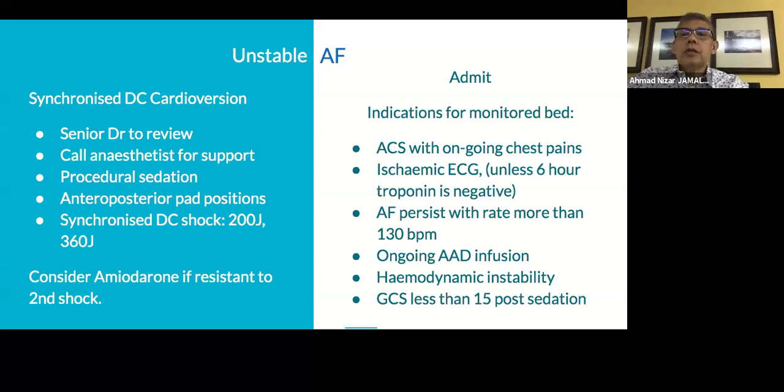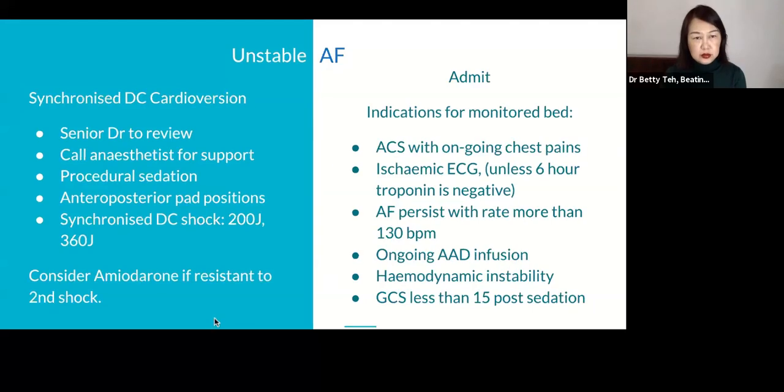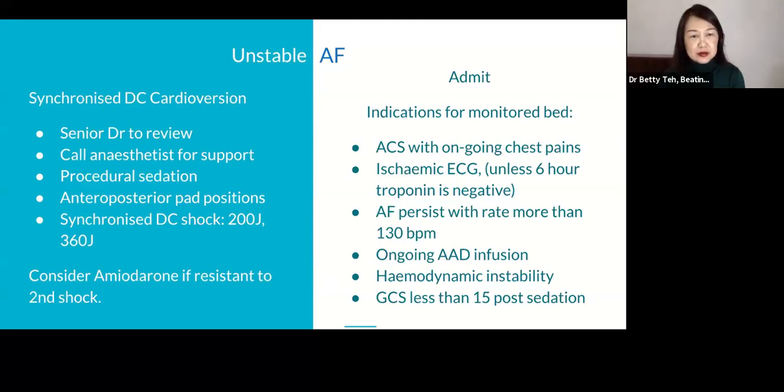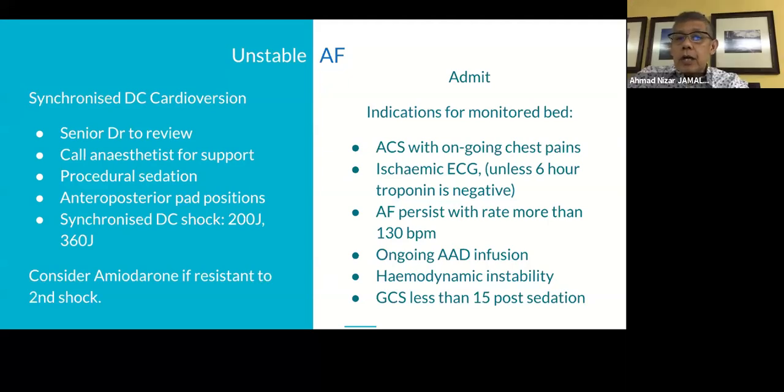So once you make this decision, you say the patient is unstable, you should try and reach somebody more senior to you. You need to consider a call to the anesthetist, because all patients for cardioversion should be anesthetized or sedated unless they are unconscious. So they need procedural sedation. Now, the way that you cardiovert them, the best would be to put the patches in an antero-posterior position, and you synchronize them with a DC shock of 200 joules or 360 joules.